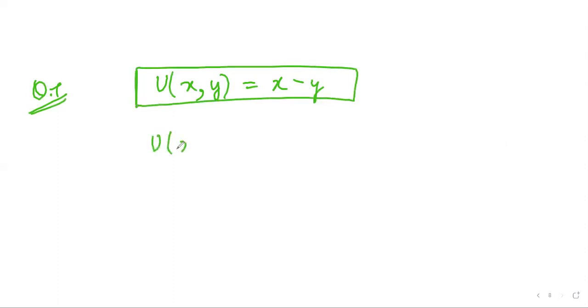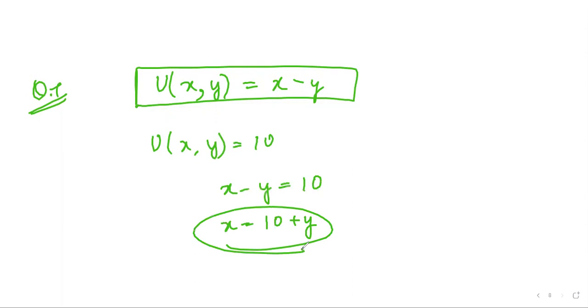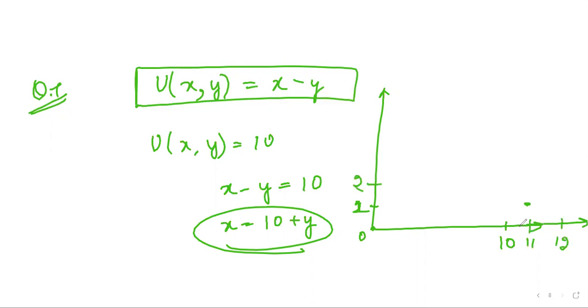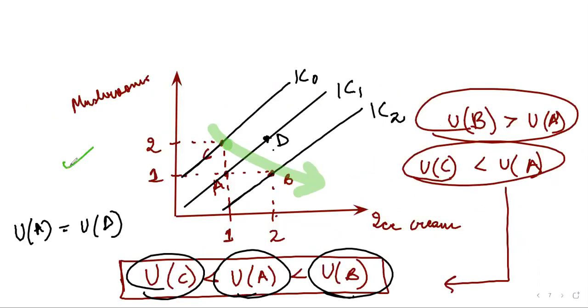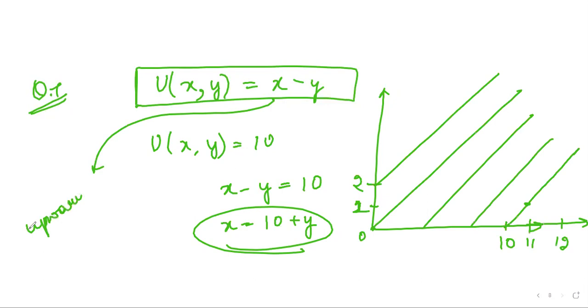Just take utility constant at, let's say, 10. So when I say x minus y is equal to 10, I know x is equal to 10 plus y. Isn't this an upward sloping indifference curve? How do I know this? Put y to be 0, x is 10. Put y to be 1, x is 11. Put y to be 2, x is 12. I get a curve like this, and all other curves can just represent curves like this. This is exactly the curve that I have drawn. So an equation like x minus y is an upward sloping line.